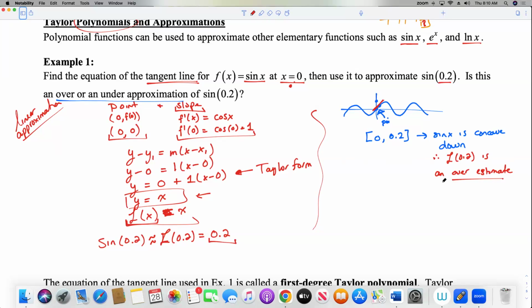So that's our little review. Okay. Now, obviously, tangent lines are polynomials of the first degree. So if I bring over this picture, I'm going to explain.